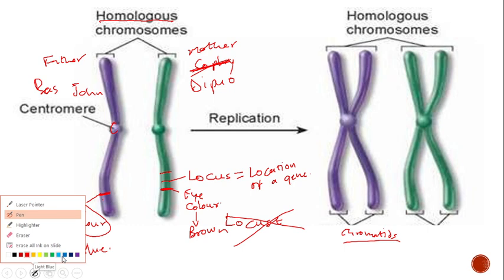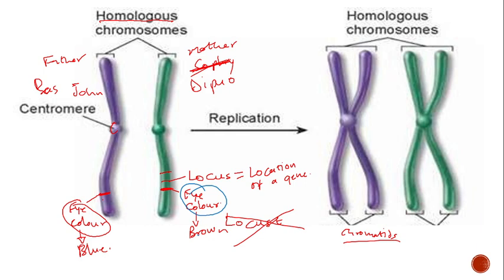Now, Dipuo here has brown eyes, and Bas John has blue eyes. These two variations, these two different forms of this gene, the eye color gene, are known as alleles. So what are alleles? Alleles are alternative forms of a gene.